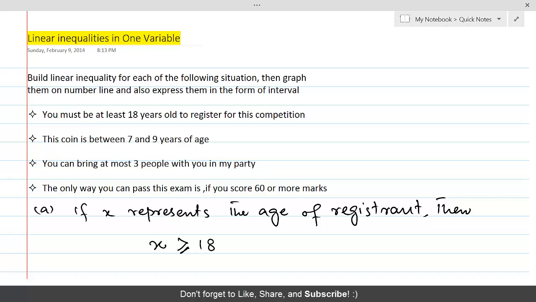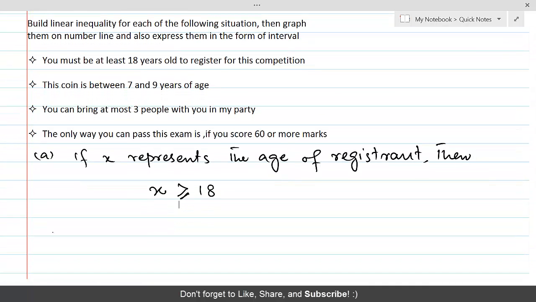Now let's get to number 2. The B part here is, the coin is between 7 and 9 years of age. Here what are the reference points? 7 and 9. Are they part of the solution? No, because the word between means that the reference values 7 and 9 themselves are not included. The age must be more than 7 and on the other side less than 9. Therefore, the equal sign is not going to be included.